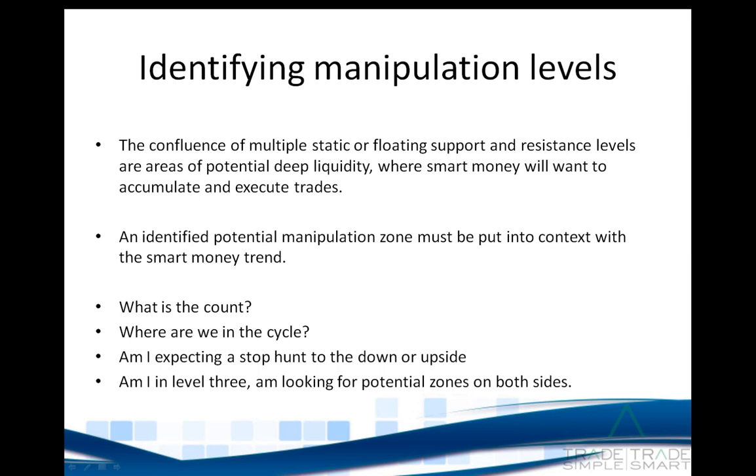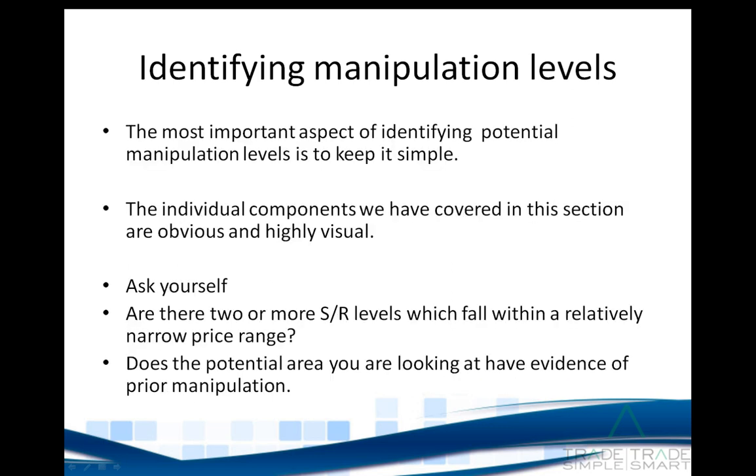So in general, when you're identifying manipulation levels, it must be put in context with the overall smart money trend. So the most important aspect of identifying potential manipulation levels is to keep it simple, and that is probably the most important point in the whole of this section. Many people like to overcomplicate the process. It's very simple. Once you've plotted your technical levels, either they are aligning or they are not.